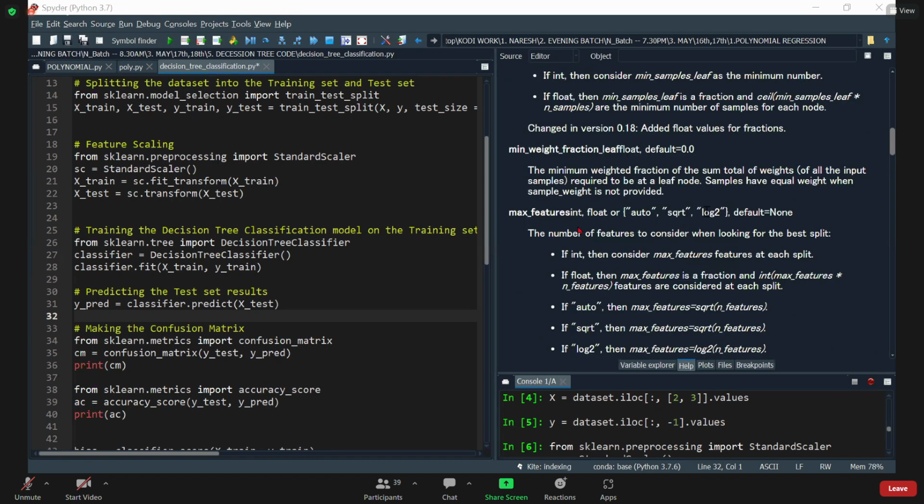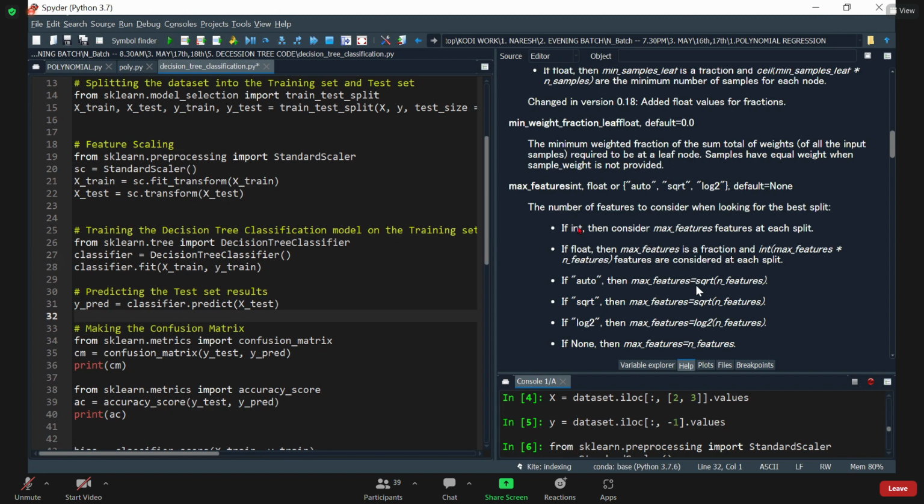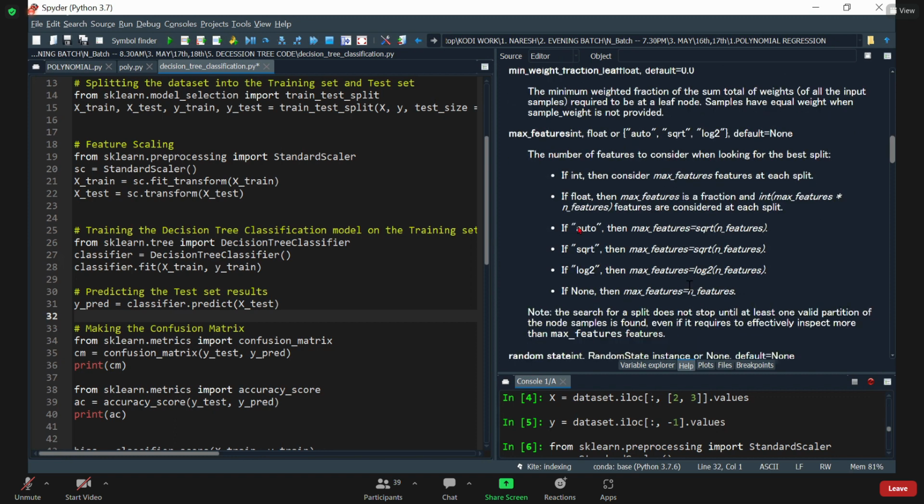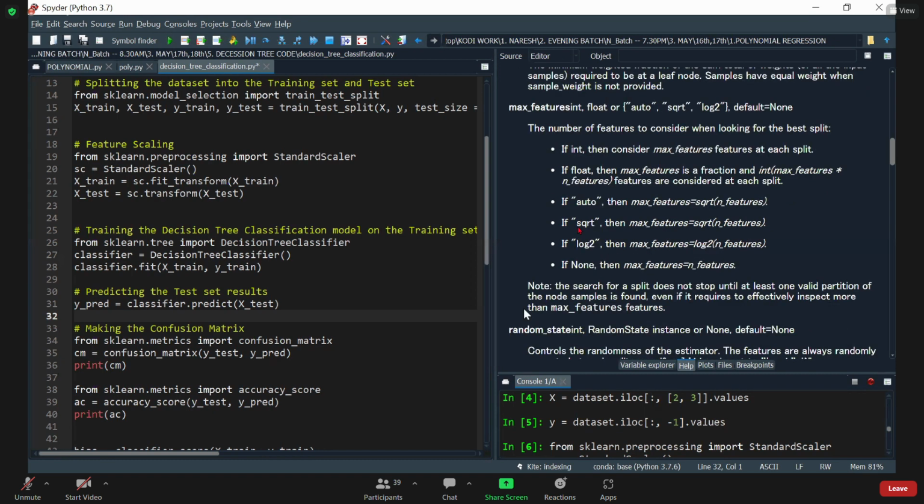Max features: auto, sqrt, log2. By default it is none. So if auto, then max features is the square root of n features, isn't it? If sqrt, then max features is the square root of n features. If log2, then max features is log2 of n features. If none, maximum features is n features. So I hope you understand what you do in every algorithm. Random state instance, by default, is none. Are you getting my point?